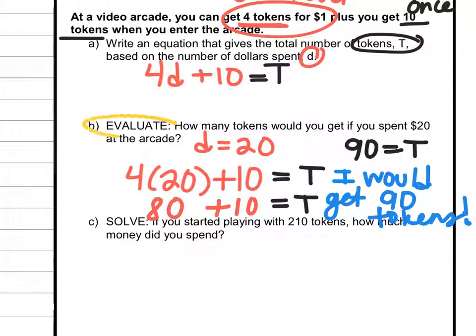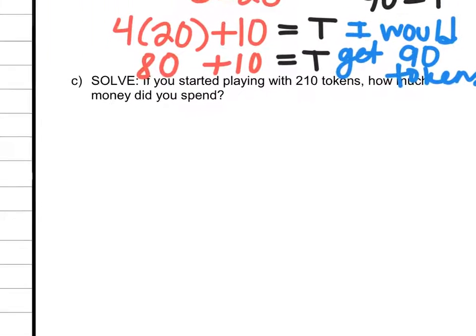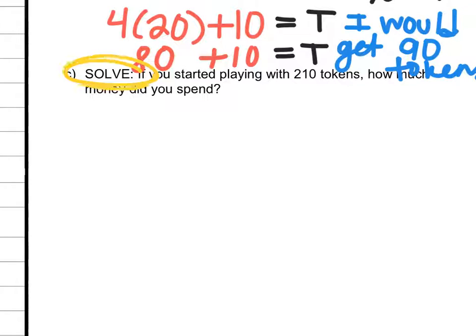We just evaluated. The first thing we did was equation. The second thing we did was evaluate. You're going to see the same words on your quiz and your homework. The last thing we do is solve. It means you need to solve the equation like you've done for the last 4 weeks. So if you started playing with 210 tokens, how much money did you spend?